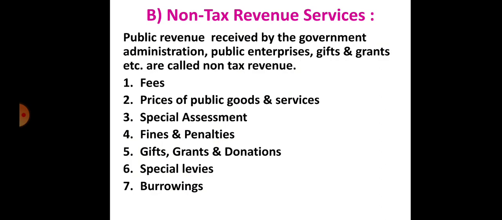Then next is special assessment. The payment made by the citizens of a particular locality in exchange for certain special facilities given to them by the authorities is known as special assessment. For example, local bodies can levy a special tax on the residents of a particular area where extra or special facilities like roads, energy, water supply, etc. are provided. The next point is fines and penalties. Which fines and penalties have we considered?